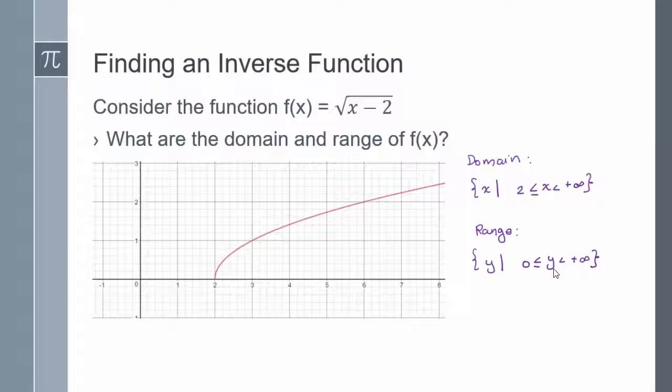Our range is y is such that y is greater than or equal to 0 and less than positive infinity. This is when we plug in 2 into our equation and we get that y is equal to 0 and goes all the way to infinity.